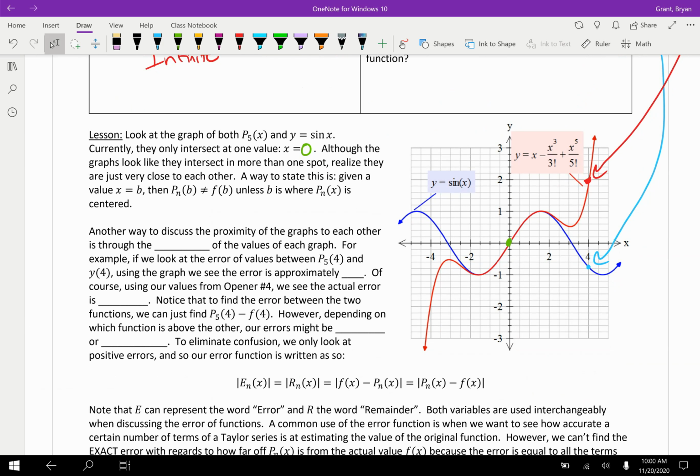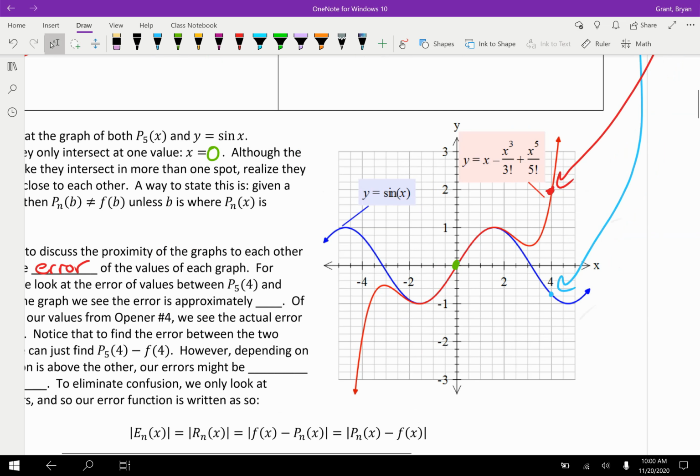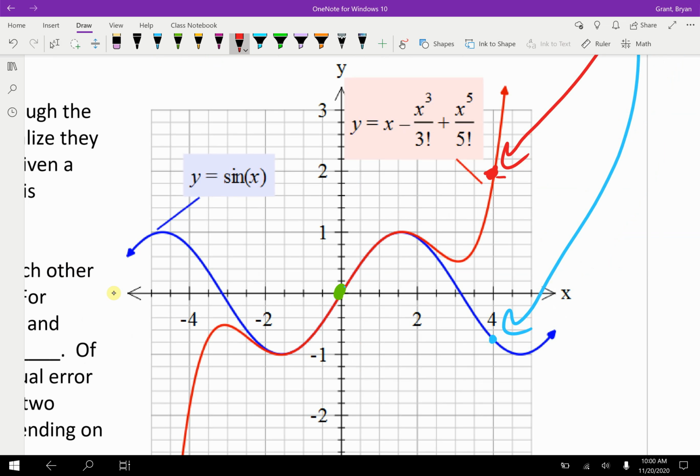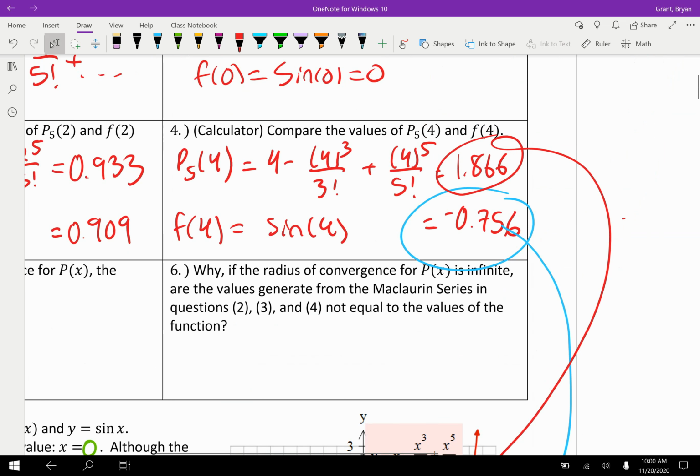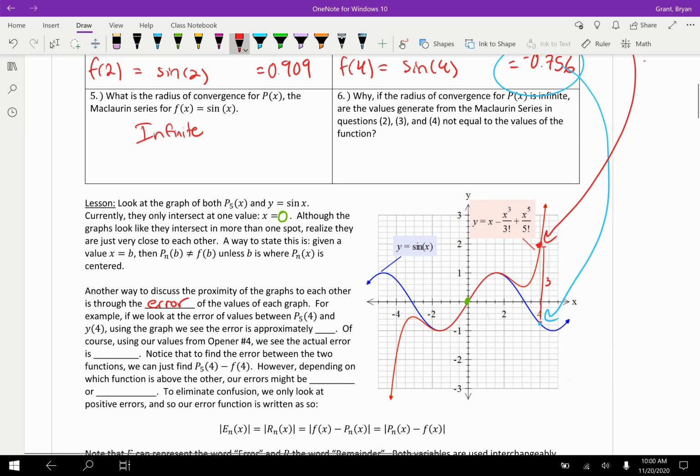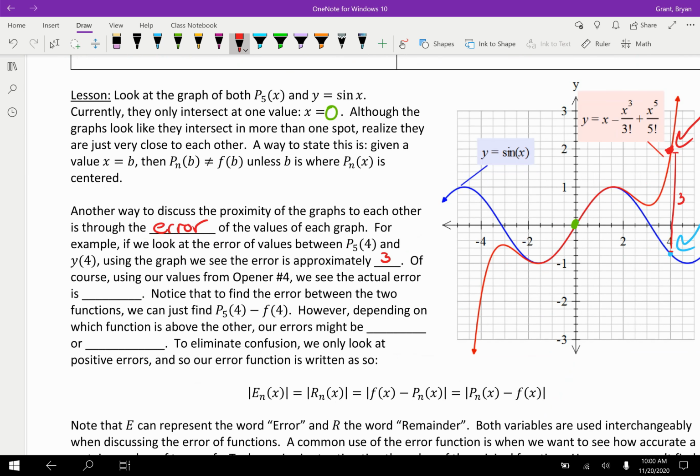Okay, so a way that we can discuss the proximity or the closeness of graphs to each other is through the error of the values of each graph. For example, if we look at the error values between p sub 5 of 4 and the actual graph at 4, we can see that the error is approximately, well, this is like 2 up here, and this is pretty close to 1 down here. That's pretty close to an error of 3. They're like 3 apart. What we really could do is subtract these two and see if they're actually 3 apart. Then they're not. Maybe they're 2.5, something like that. But I'll say it's approximately 3.